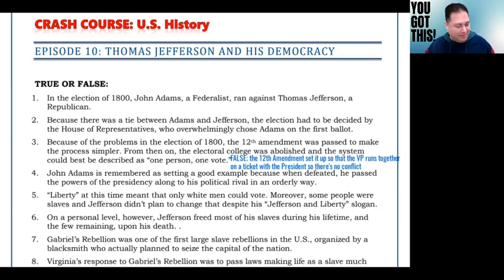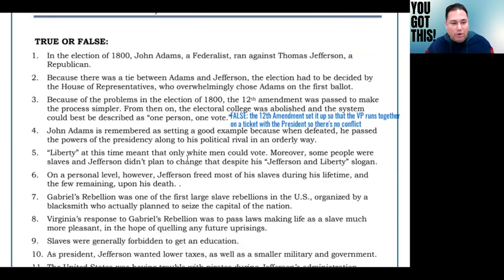And we have John Adams to thank for that. So that was number four. Number five, liberty at this time meant that only white men could vote. Moreover, some people were slaves. And yeah, so number five is true. Let's move on to number six.